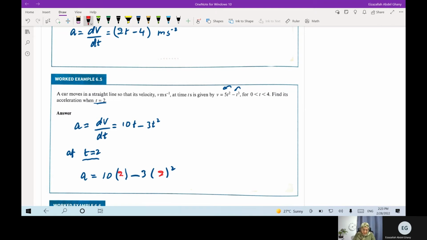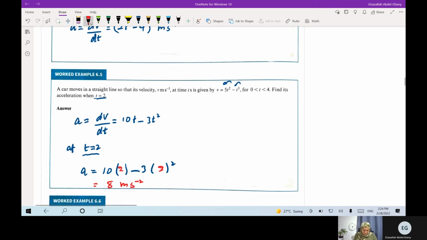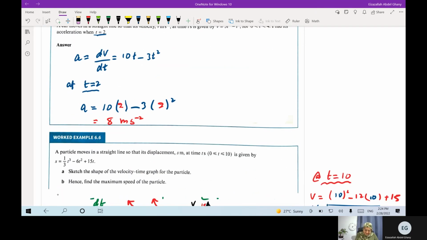So how to calculate this: 20 minus 12, it will be 8. 8 what? 8 meter per second squared. So simple, so easy. In the first video, we went slowly because this is a new concept, but now we can go fast. Another example. Don't look, I erase. I don't want you to see the answers.